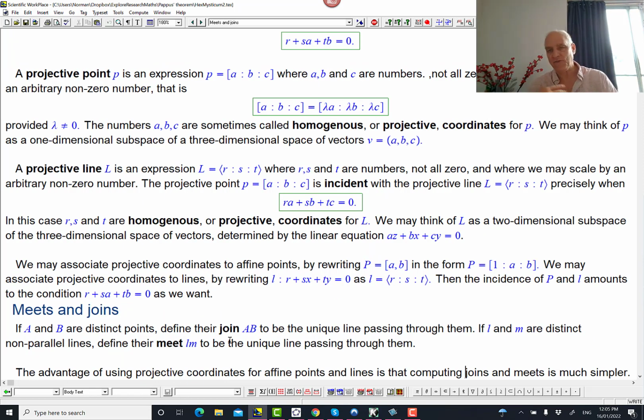So if A and B are distinct points, then we define their join, and we write it as just the product AB, to be the unique line passing through them. And correspondingly, if L and M are distinct non-parallel lines, then we define their meet, also written as a product, LM, to be the unique point passing through them. Let's correct that. Okay, so the join of 2 points is a line. The meet of 2 lines is a point.